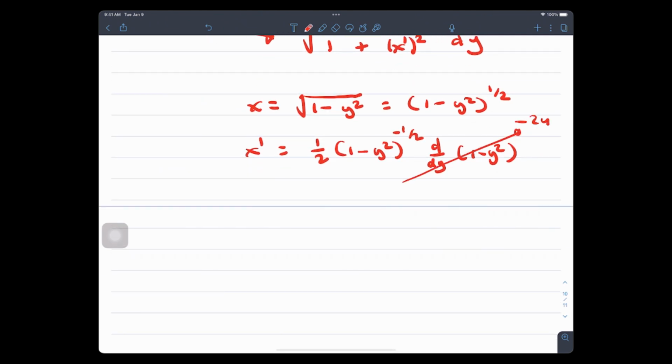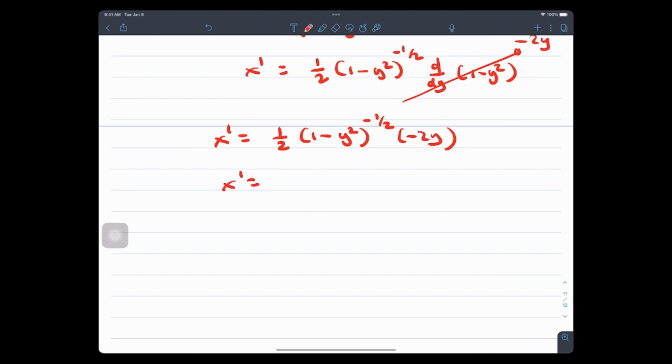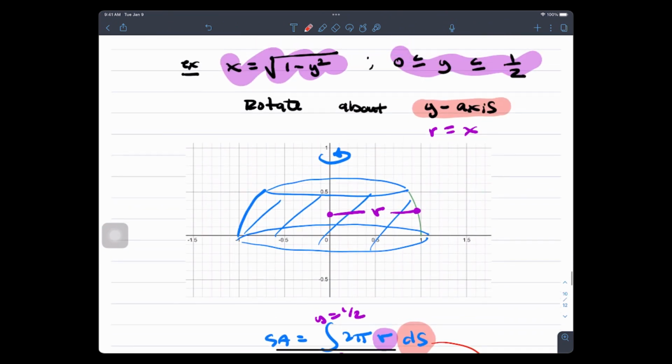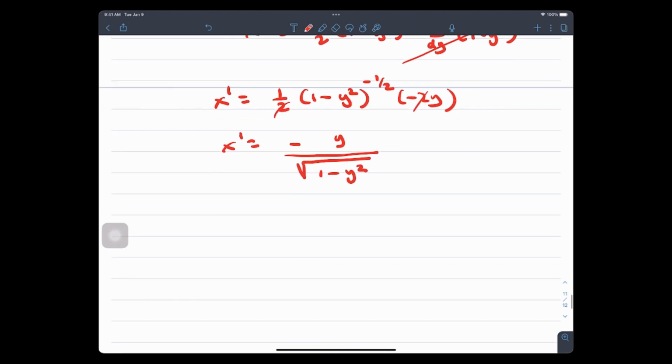So by chain rule, this is minus 2y. So x prime becomes 1/2 times 1 minus y squared to the minus 1/2 times minus 2y. That's minus y over the square root of 1 minus y squared. Double check. Are we okay with that? So notice what happens here. Because they give you x equals g of y, you have to use that. And that's how it's different.